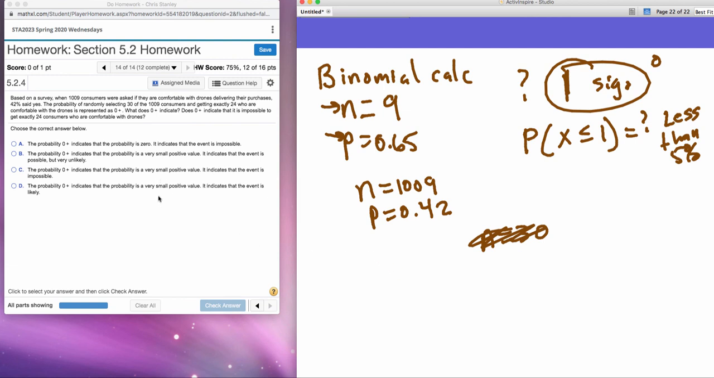Okay, so 0 plus means it's probably somewhere right around 0. Okay, there we go. So 0 plus means that it's small, but it's possible, but very unlikely. So that's what 0 plus is. So 0 plus would be like an 80% shooter making something like 30 out of 100. That would be like 0 plus.